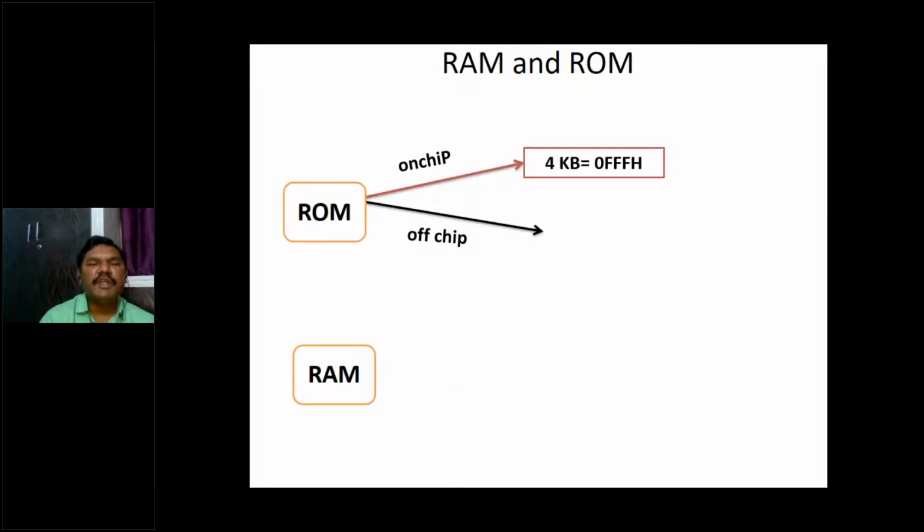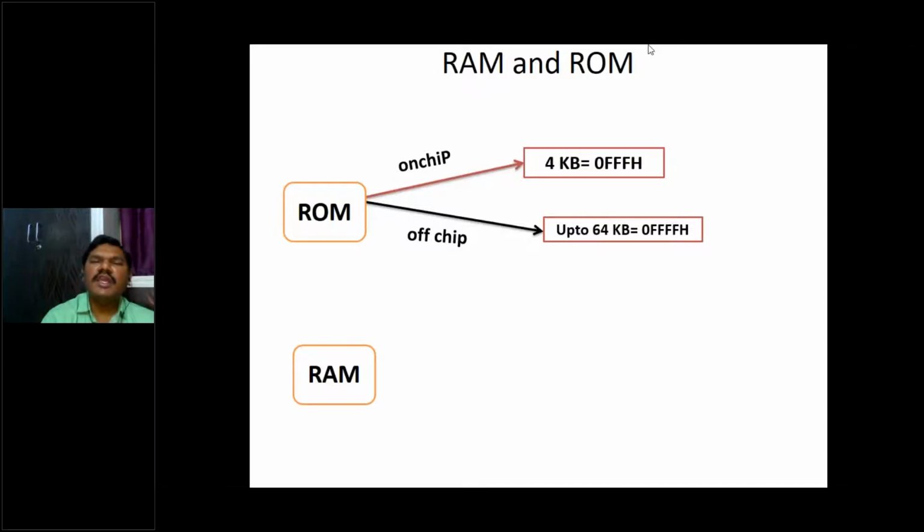On-chip memory means inside the chip itself. Off-chip memory means outside the chip, that is, outside the microprocessor or controller chip itself. So here, with 16 address lines, I can extend up to 64 KB, whereas it has on-chip 4 KB. Why 4 KB? Because the 8051 microcontroller is a specific function microcontroller. It is used for only a single or specific application execution.